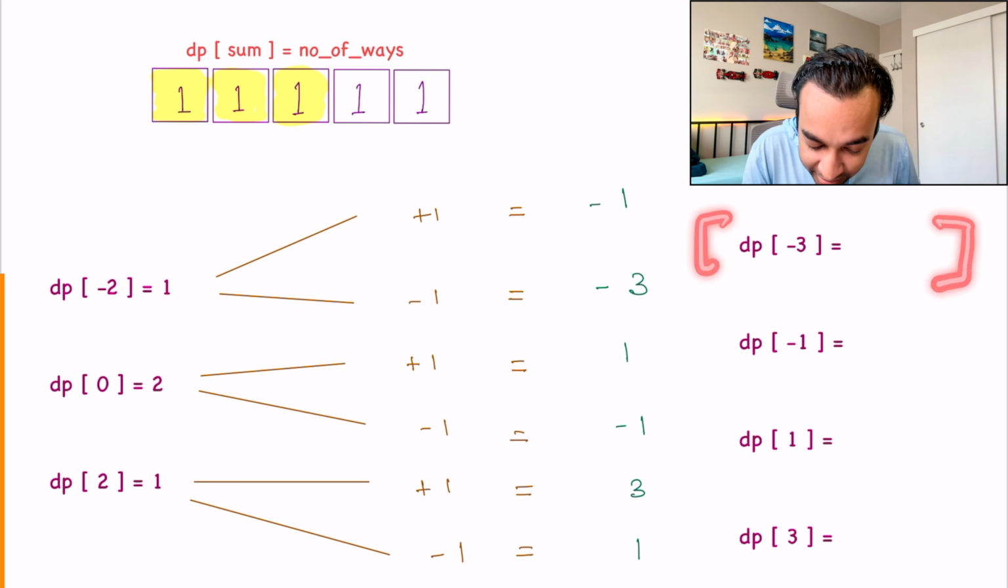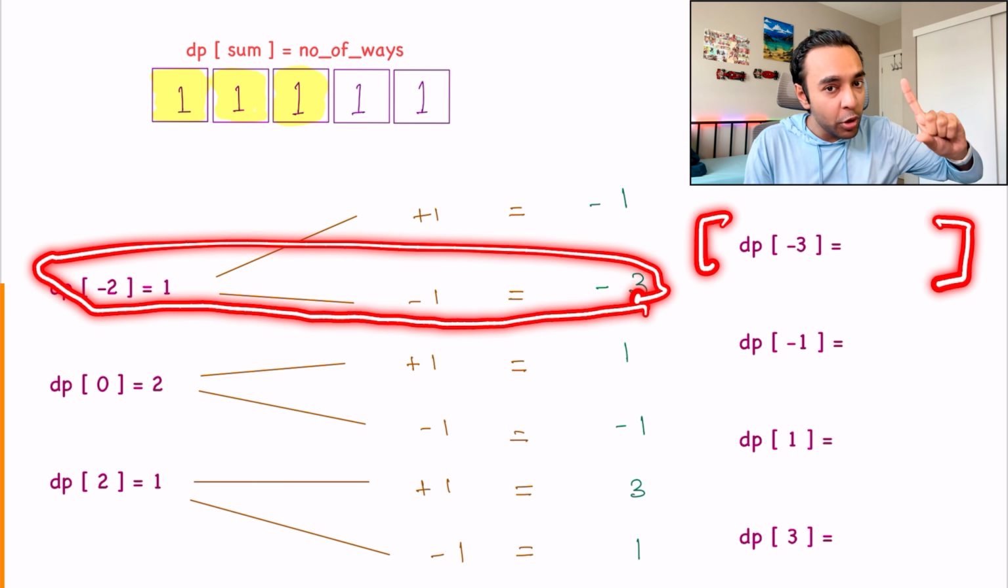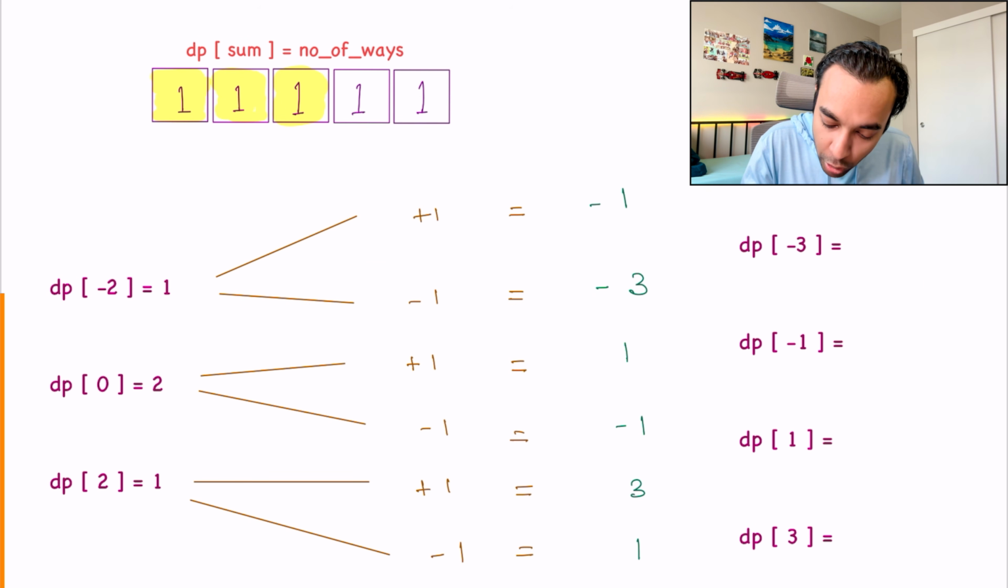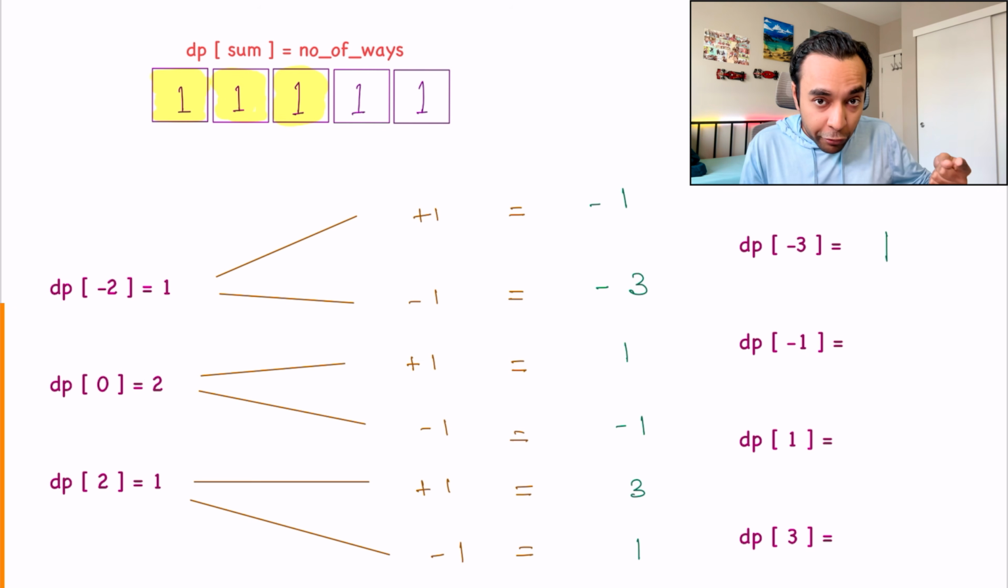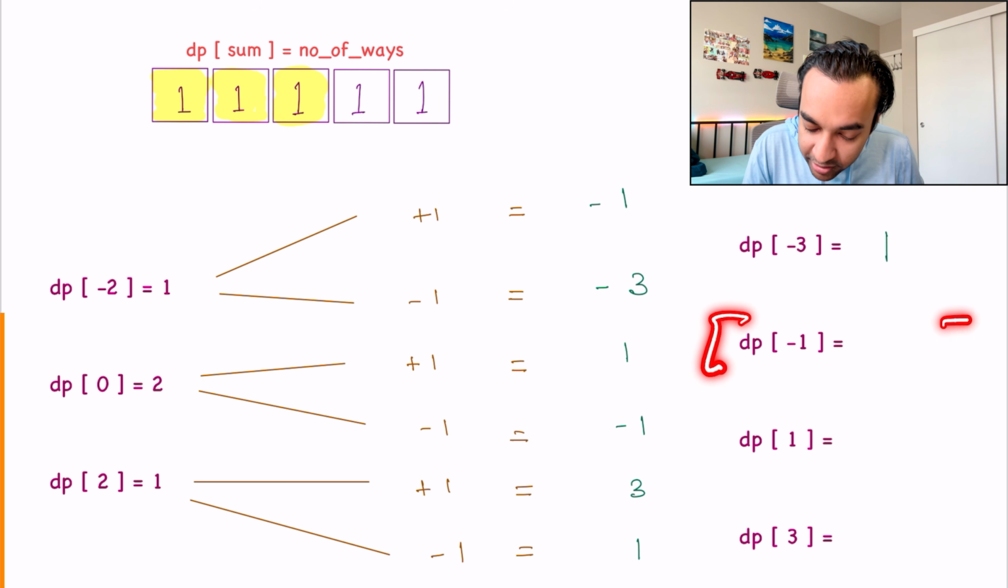And to check this, see this path. There is only one way possible, right? So I will write down 1 over here. To fill the next element, dp of minus 1.